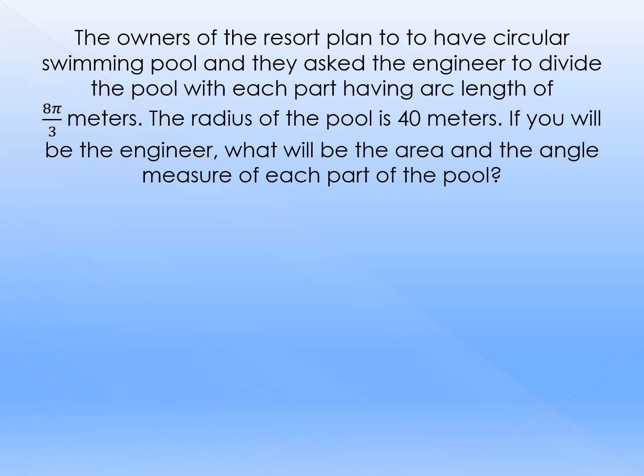Let's try another example. The owners of a resort plan to have a circular swimming pool and they asked the engineer to divide the pool with each part having an arc length of 8 pi over 3 meters. The radius of the pool is 40 meters. If you were the engineer, what would be the area and the angle measure of each part of the pool? Let's try.